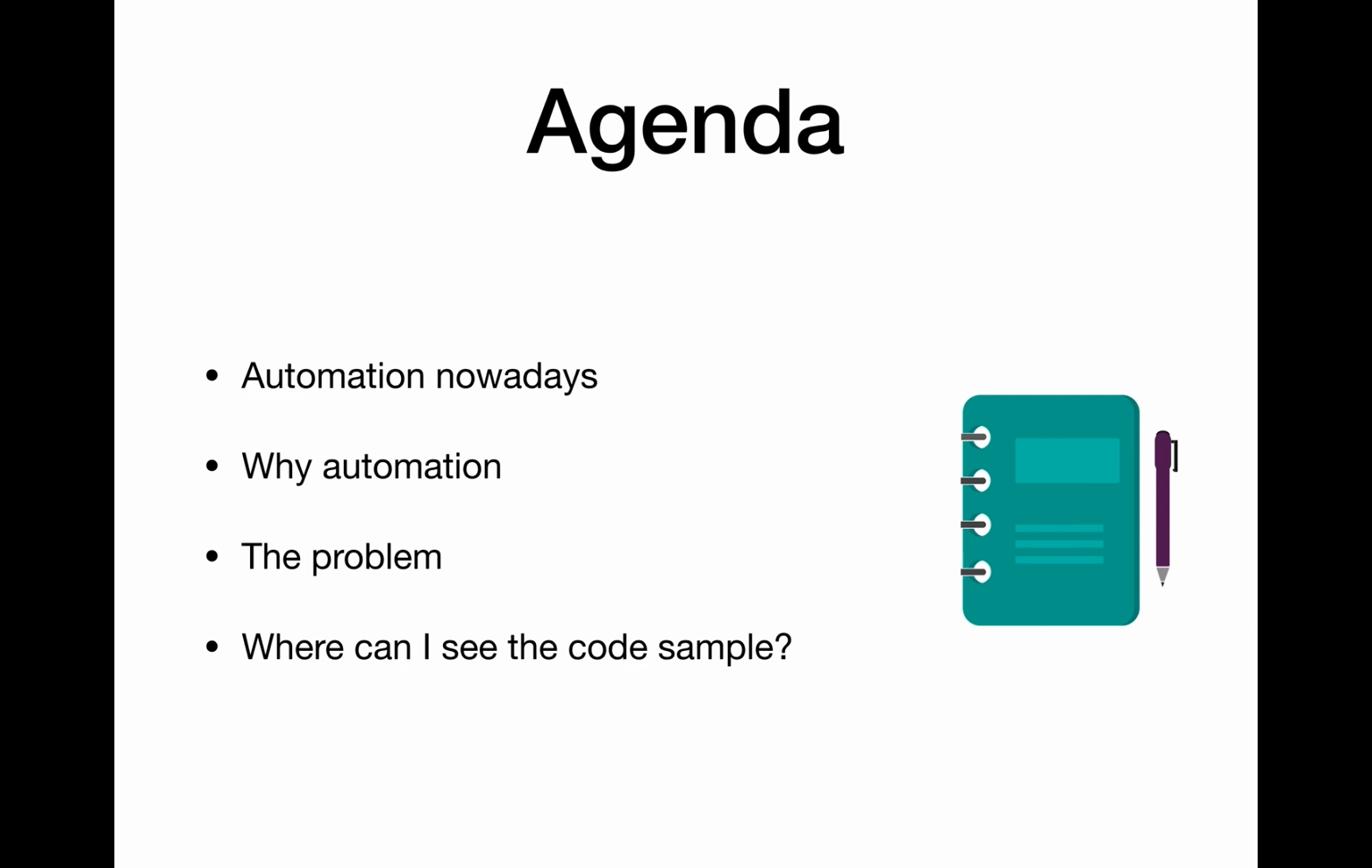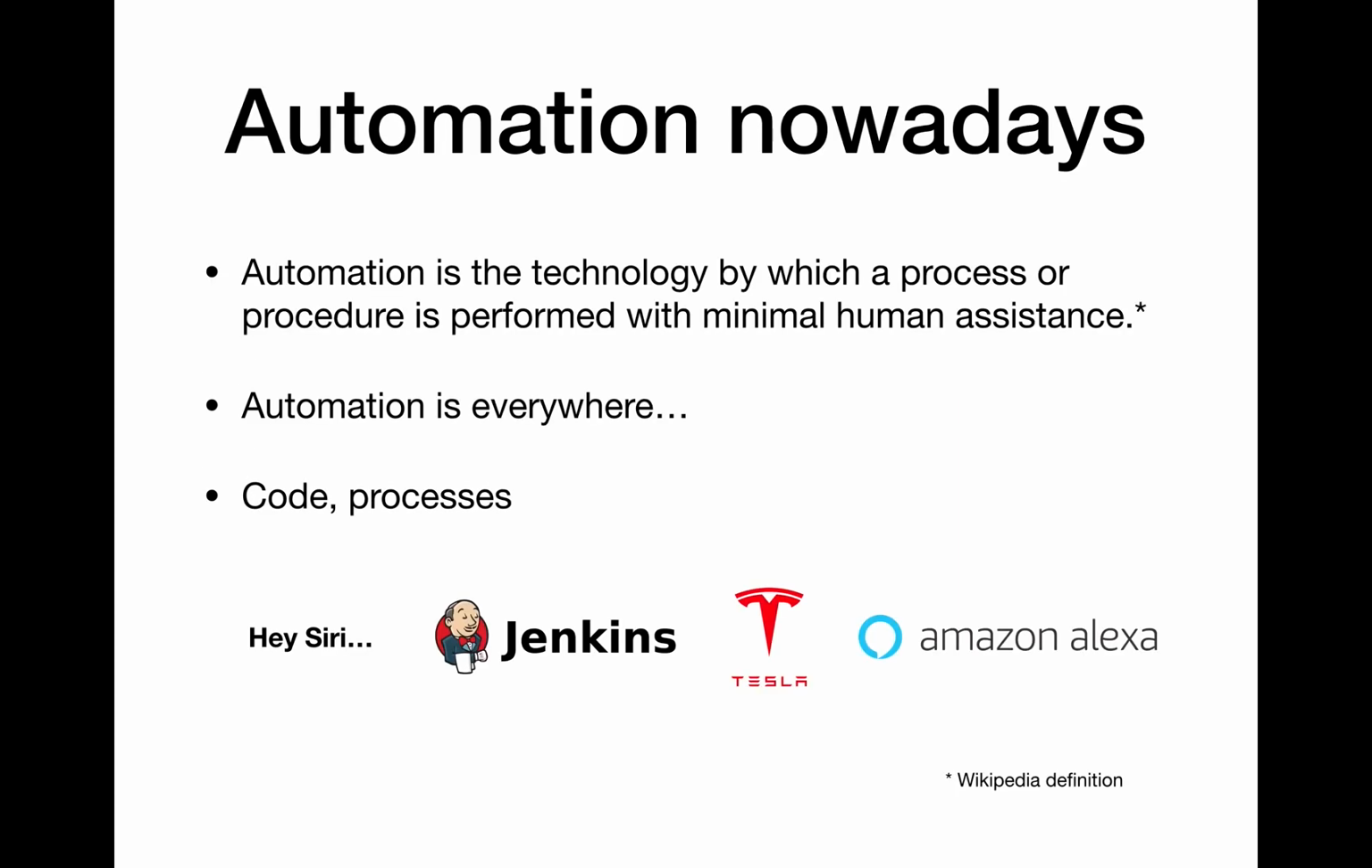I'm going to explain what is automation, how is automation seen nowadays, why to use automation, the problem that I had and why I decided to automate it, and where you can see the code example. So let's go with automation nowadays.